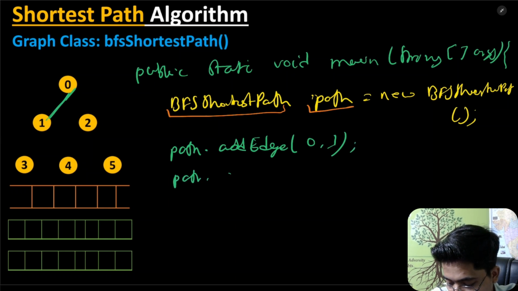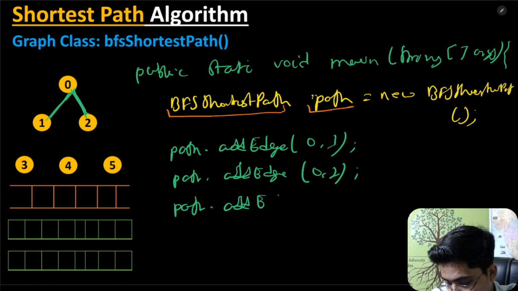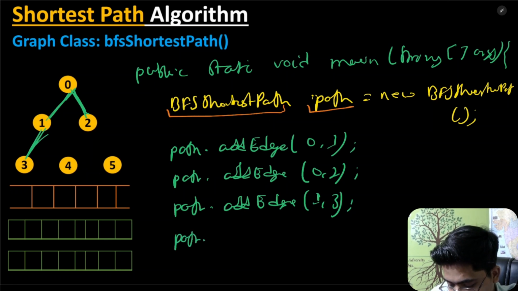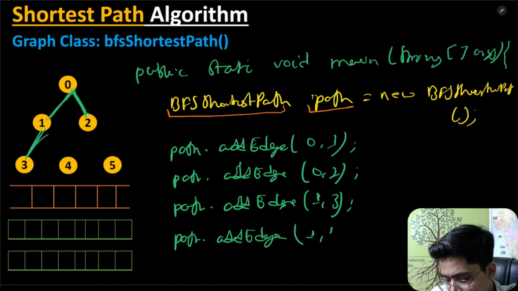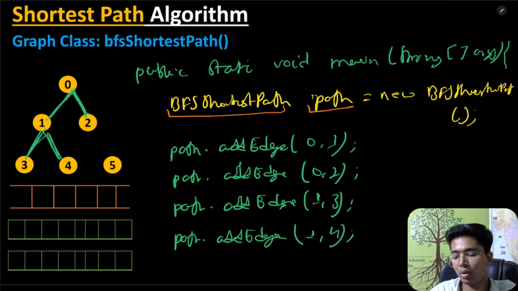Path.addEdge 0 and 2, then 0 and 2 will get added. Path.addEdge, when we call 1 and 3, then 1 and 3 will get added. Path.addEdge 1 and 4, then 1 and 4 will get added. In this way, whenever we call addEdge, those vertices will get added.